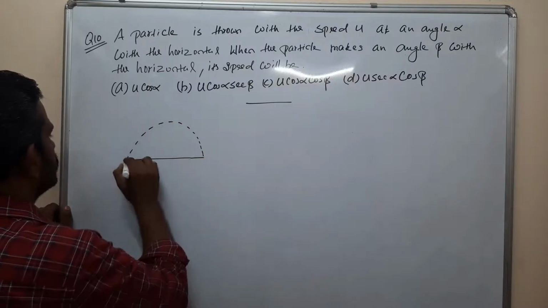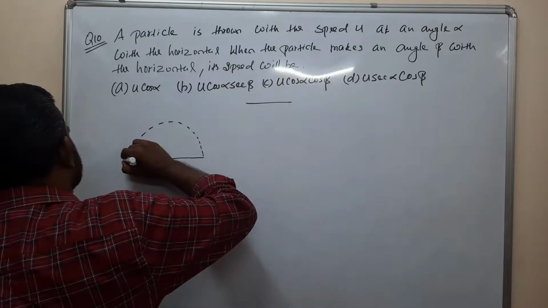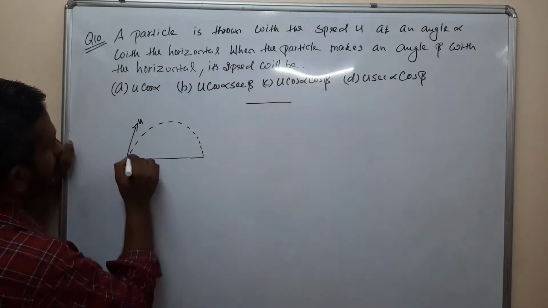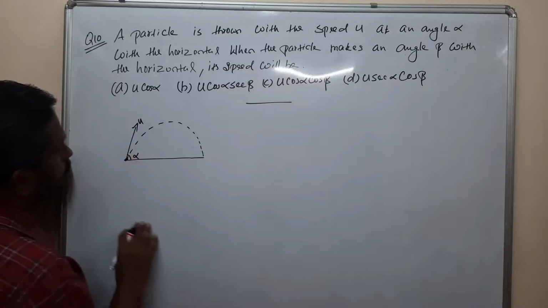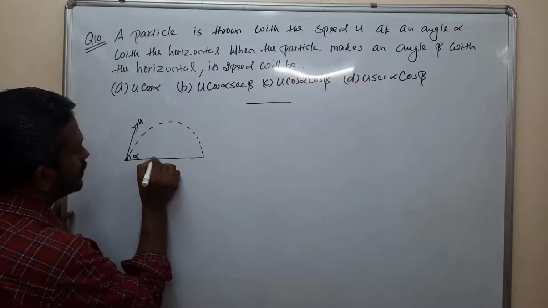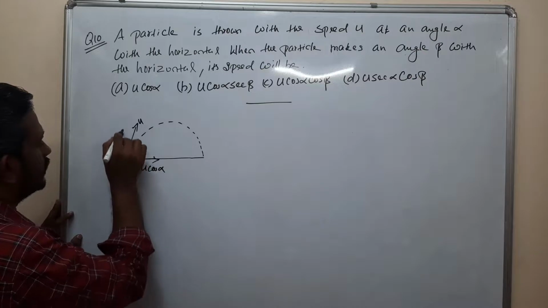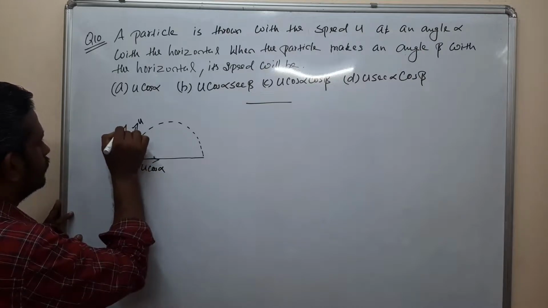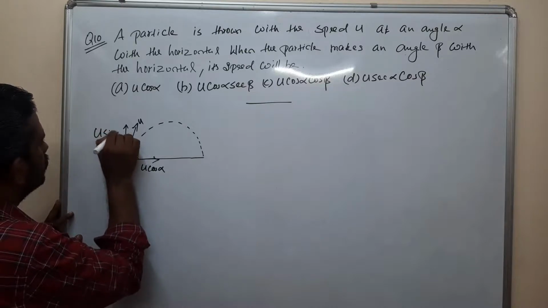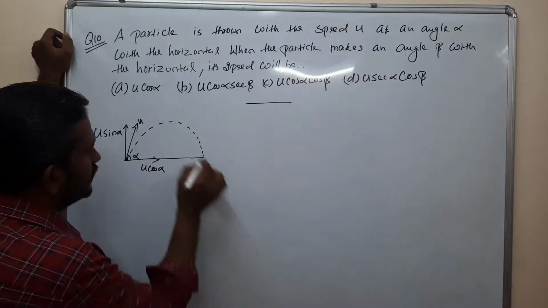So a particle is projected from here with the initial speed u at an angle alpha with the horizontal. What is the initial horizontal velocity? That is u cos alpha. What is the vertical velocity? That is u sin alpha.